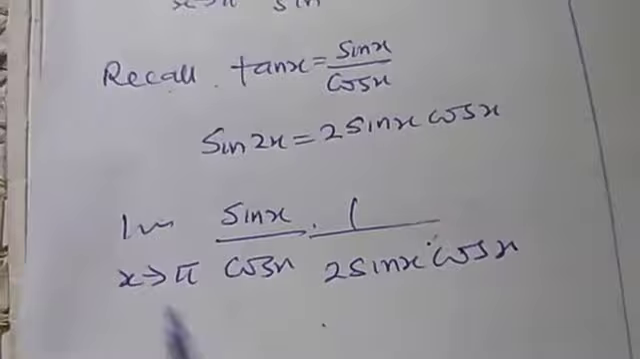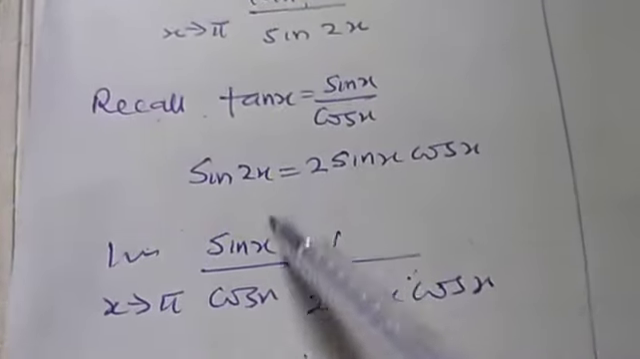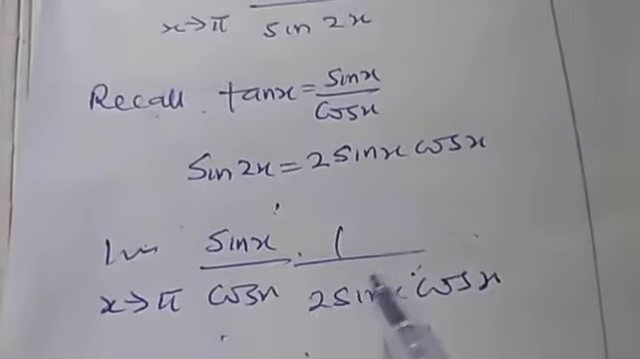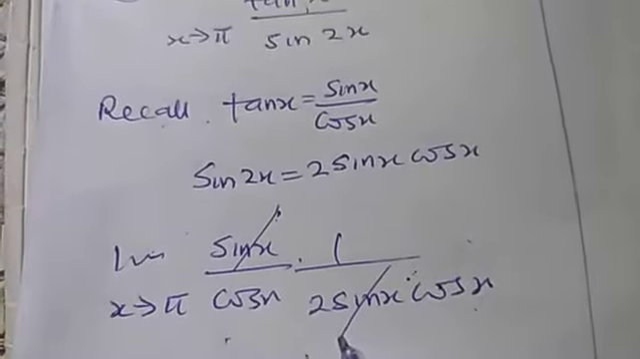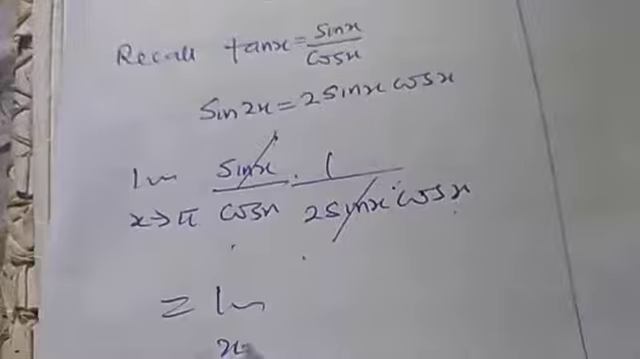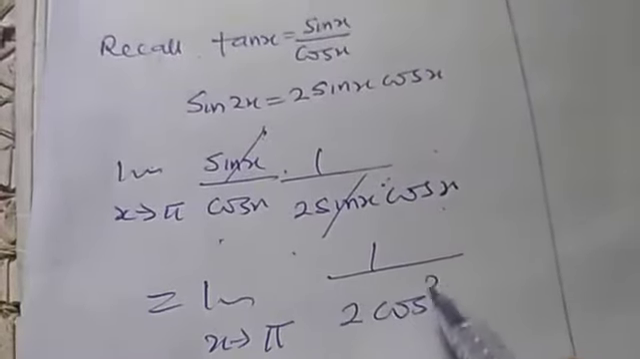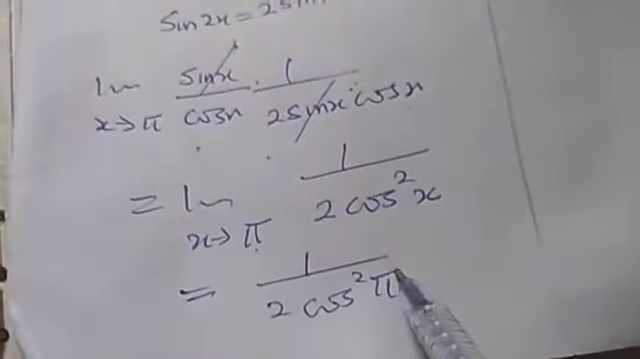So we are going to have this as our limit. In that case, you see that this is our tan x, this is our sine 2x here. You observe that sine cancels sine. What we are going to have left is limit of x tends to pi of 1 over 2 cos square x. I can now put x to be pi. Our answer will now be 1 over 2 cos square pi.